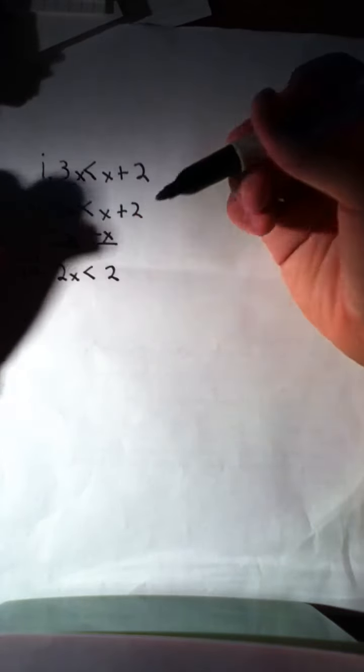subtract x, or the variable, on both sides. So in this case it would be x. So subtract x on both sides, and you would get 2x is less than 2.